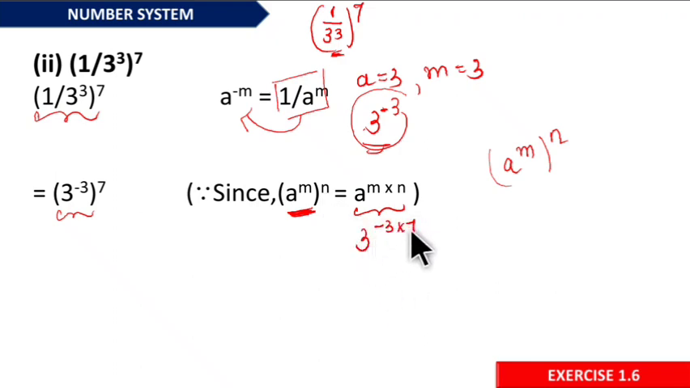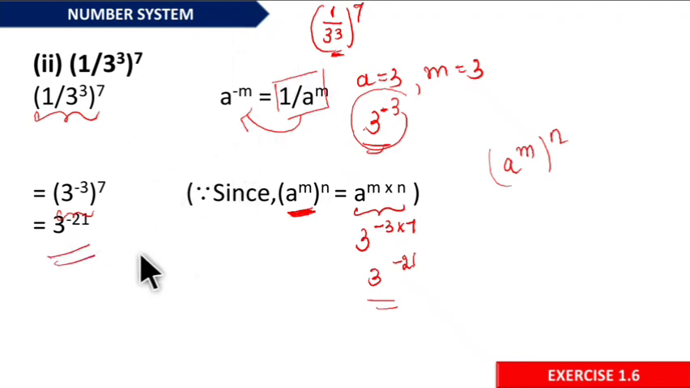So 7 into 3 is 21. We are having a minus sign here, so we have to write minus. 7 threes are 21. So when we simplify this 3 to the power minus 3 whole to the power 7, we get 3 to the power minus 21.